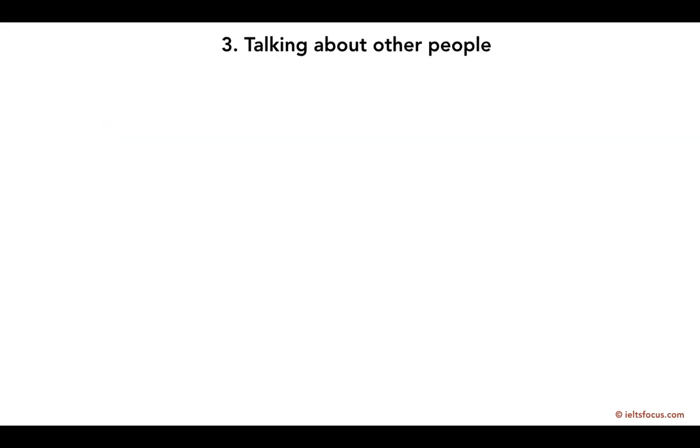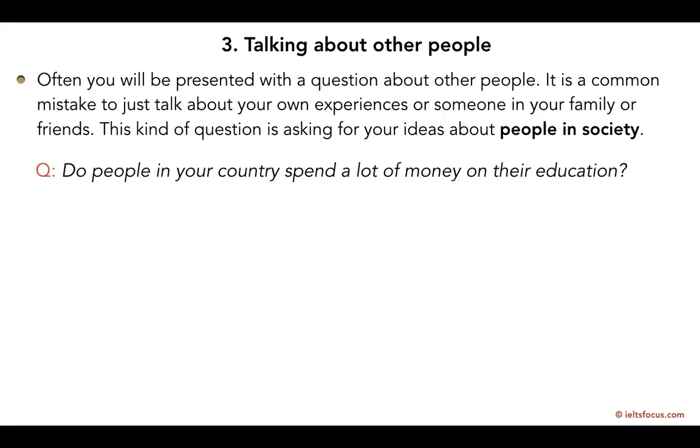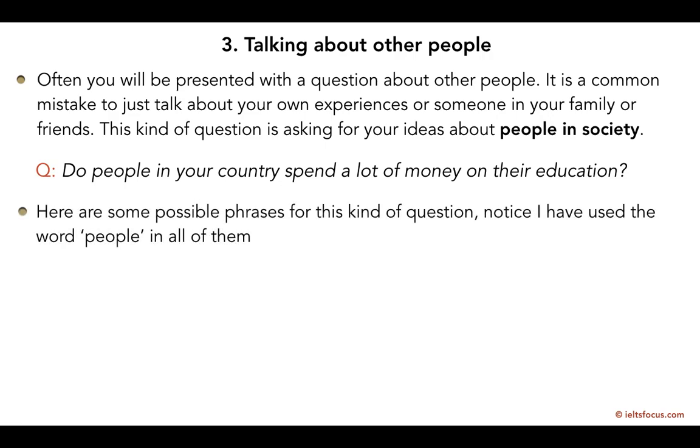Now, next type of question is talking about other people. So often you'll get this kind of question in IELTS. And usually when we answer this kind of question, we need to talk about people in society or in our society. A common mistake is to talk about your own experience here or someone in your family. For example, do people in your country spend a lot of money on their education? So to answer this, you have to use the word people and you have to talk about people.